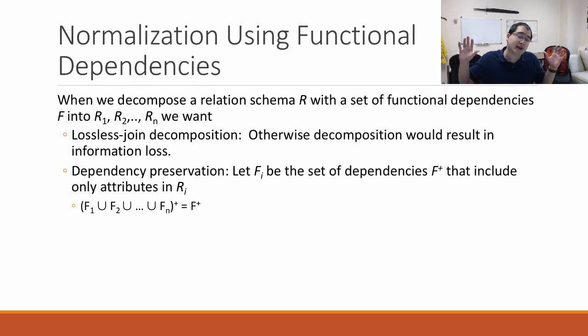So let F sub i be the set of dependencies in the closure of F that include only the attributes in R sub i. So it's basically, for this particular relation, check all of the functional dependencies that can be applied to R sub i. And now the rule is, for all of the functional dependencies you can apply to each subrelation, if you take the union of all of those together and calculate the functional closure, that should be the same as the functional closure for all of them individually.